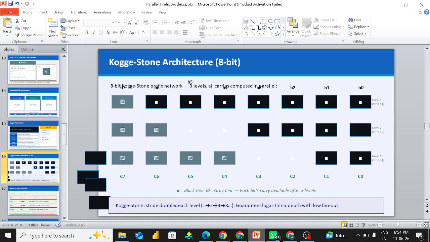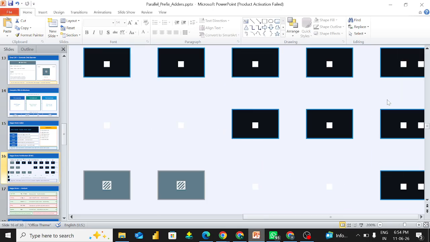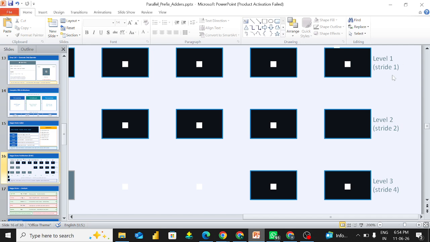I have mentioned level 1, level 2, level 3, but there is another one called stride. Why have I mentioned stride 1, stride 2, and stride 4? Level is just saying how many depths this input can produce. An 8-bit architecture can only produce 3 levels.